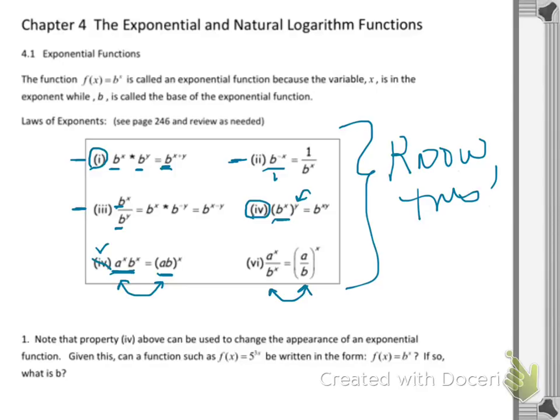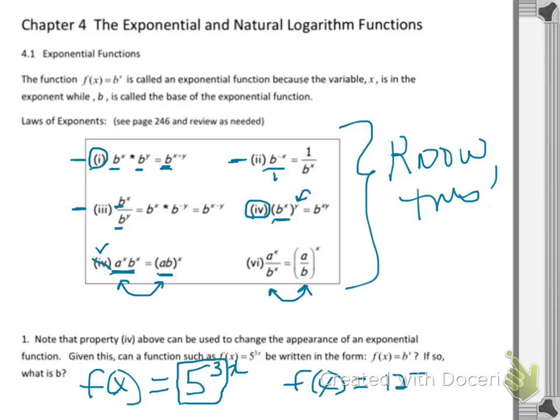Okay, so the question is, given this, can a function such as 5 to the 3x be written in the form f of x equals a base to a power of x? And if so, what is b? So what you can do is write this again, f of x equals 5 to the 3x. I'm going to box 5 to the 3. 5 to the 3 is 125. So therefore my function can be written with a base of 125 and a power of x. So that's how you do that.